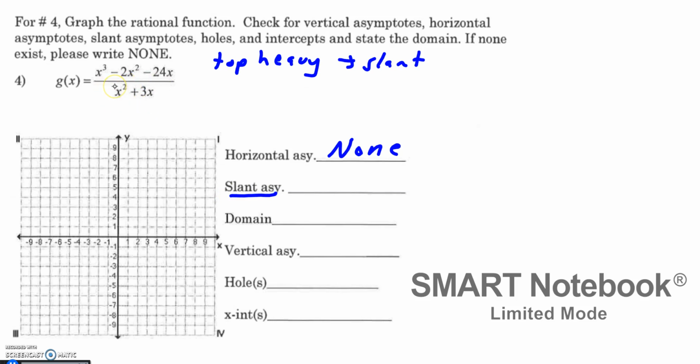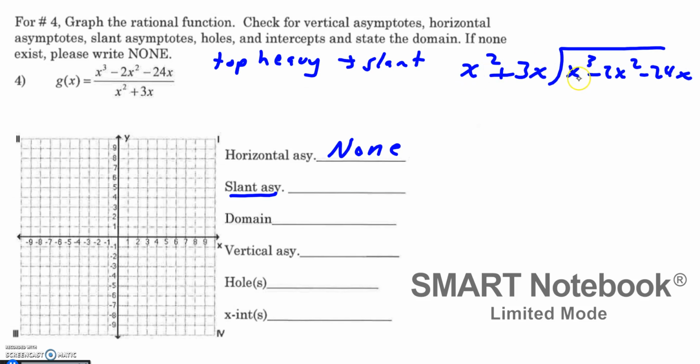This time, because the denominator is x squared, I cannot do synthetic division, so I have to do long division. So I'll do that over here. This function goes into x cubed minus 2x squared minus 24x. So x squared goes into x cubed, or x cubed divided by x squared is just x. Multiply this back through, you get x cubed and then plus 3x squared.